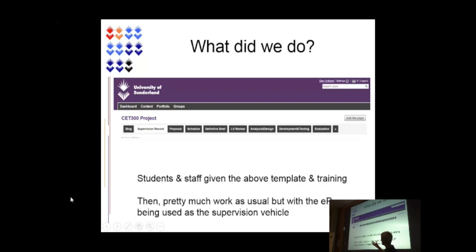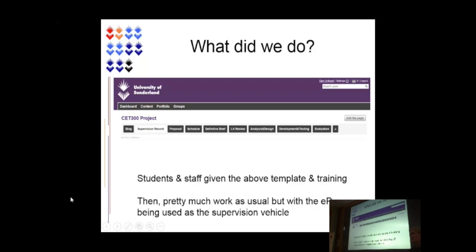So there are various things that they're handing in as they go along in the module. So the initial proposal, they do a schedule for the work that they're going to do over 24 weeks. And their first handing is a definitive brief. And then we've got really the classic stages that you have in any dissertation type module. So literature review, analysis and design, development and testing, and evaluation. So it's all the stages.